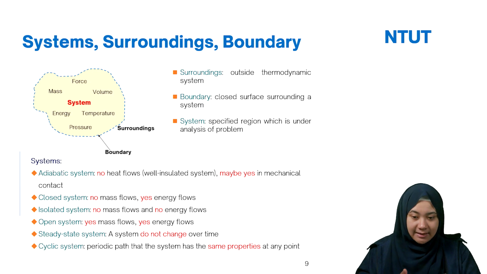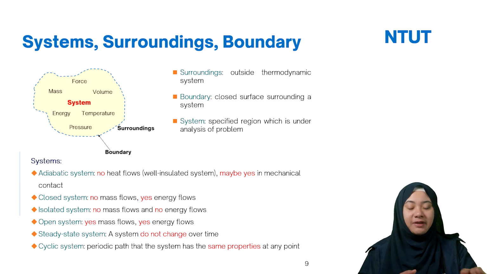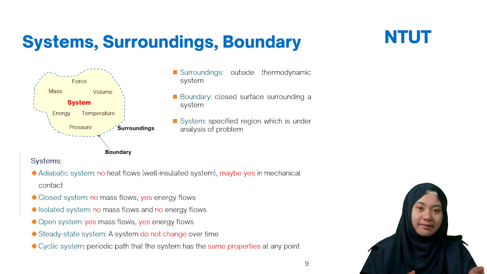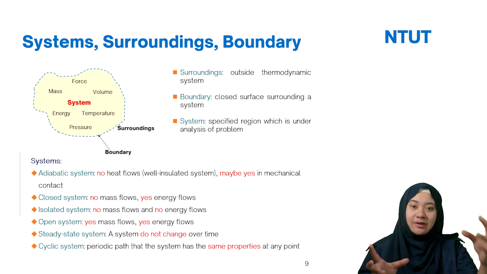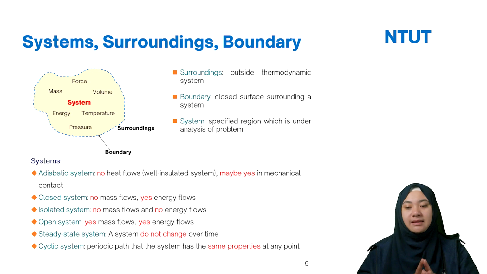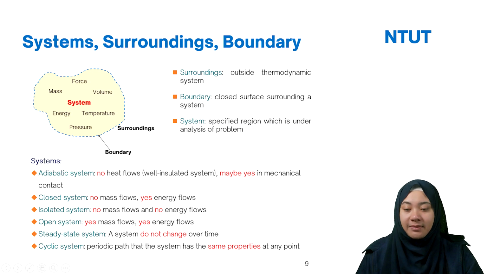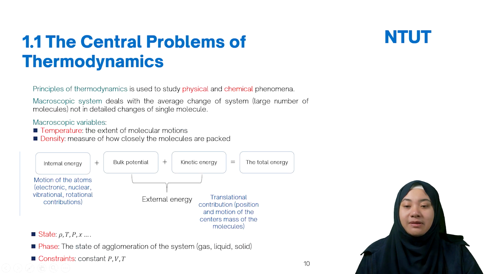And then the cyclic system means one cycle. If you have a periodic path of the system, which returns to the same properties, we call it a cycle. Like before, when we discussed the geothermal, they have heat in and then go out. This is what we call cyclic, and it comes back again. So one cycle. So these are the systems in thermodynamics. Please memorize and review the systems before we go further.